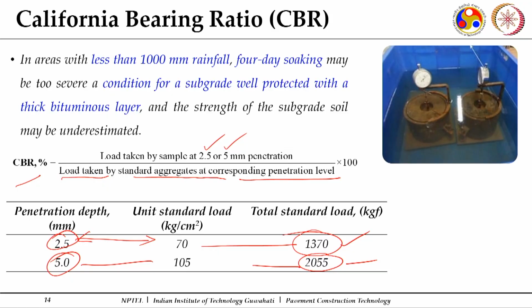Now, soaked CBR may not always be required, because there may be certain regions where rainfall is very less. There, if we work out soaked CBR, we are underestimating the soil subgrade strength. So, in those cases we may go for unsoaked CBR determination, but otherwise for other cases we will go for soaked. It says in areas with less than 1000 mm rainfall, 4-day soaking may be too severe a condition, because if the subgrade strength you are considering is quite low, then the crust has to be increased.